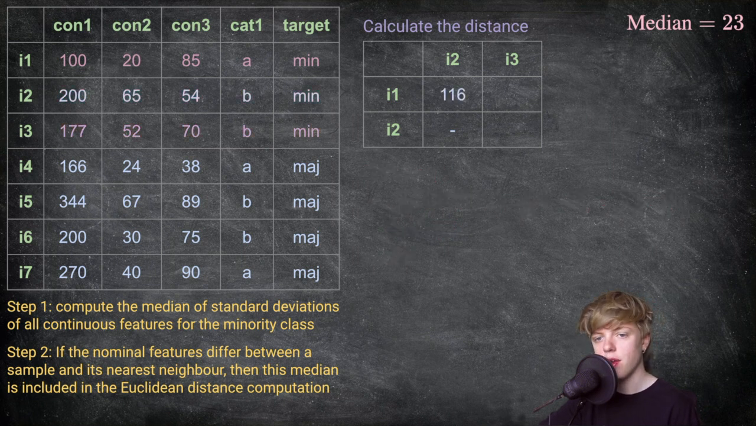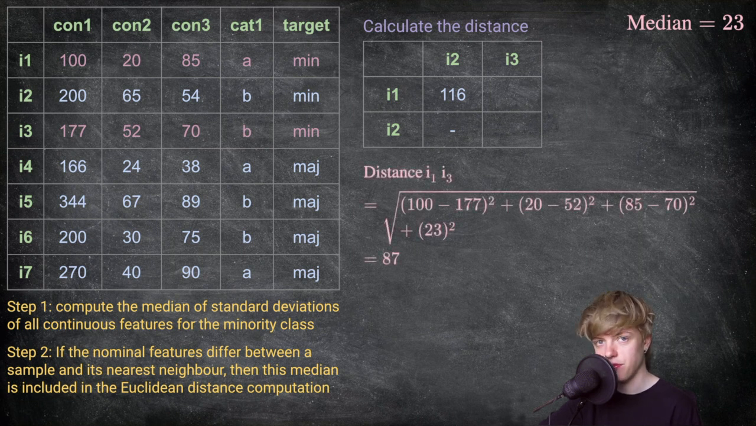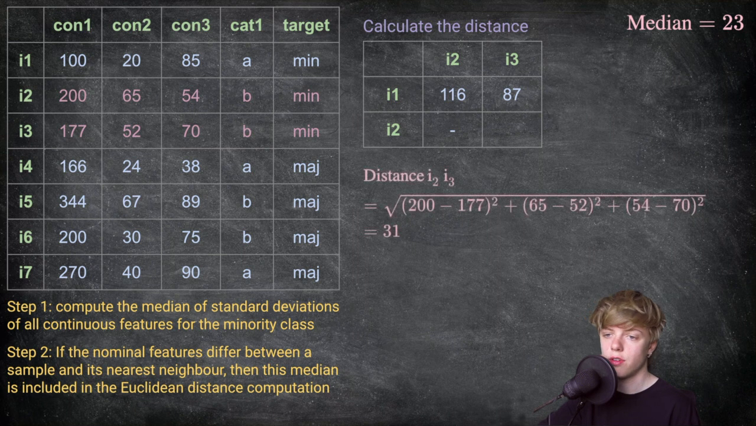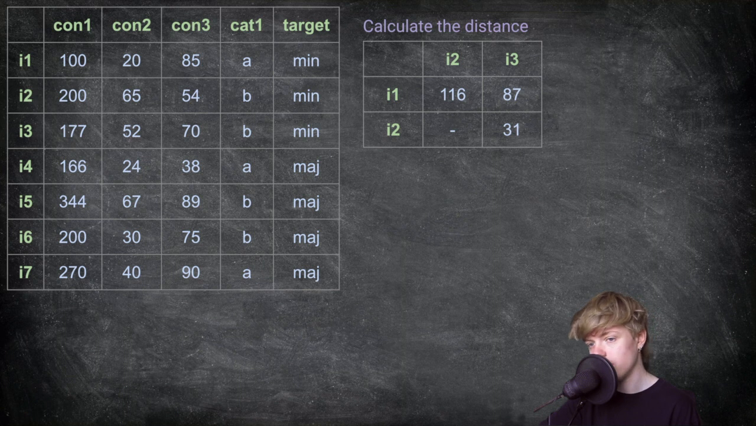We do the same thing for I1 and I3. They also have a difference in cat1. And then we do the same thing for I2 and I3. However, here there is no difference in the value for categorical variable 1. They are both B, so as the distance is 0 between B and B, we do not include the median. So now we have calculated our distances.